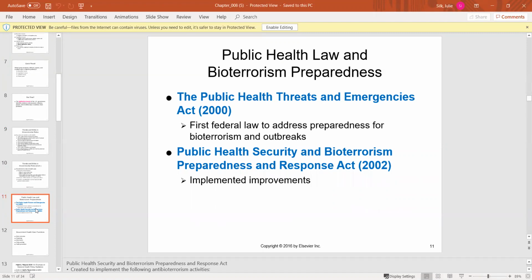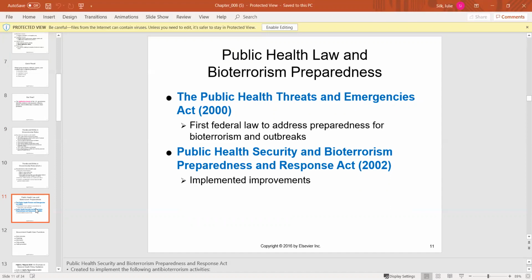Okay, so this gets into public health law and bioterrorism preparedness. In 2000, the Public Health Threats and Emergencies Act was passed. This was the first federal law to address preparedness for bioterrorism and outbreaks. And then in 2002, the Public Health Security and Bioterrorism Preparedness and Response Act was passed, and it just made some improvements. This act was created to implement the following anti-bioterrorism activities.